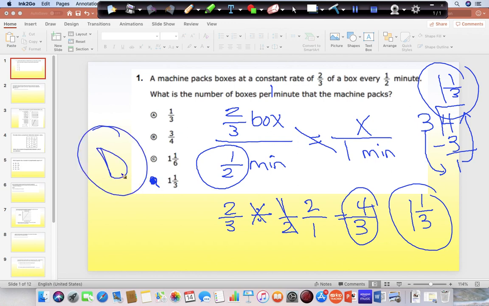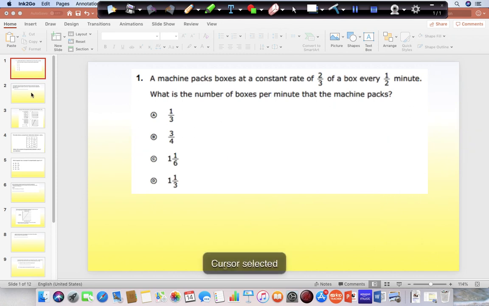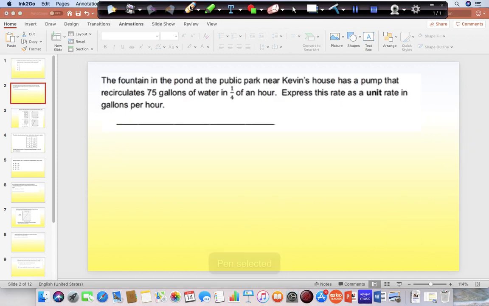Okay, make sure to pause this video if you need to write any of this information down. Okay, the fountain in the pond at the public park near Kevin's house has a pump that recirculates 75 gallons of water in 1/4 of an hour. 1/4 is 0.25. You can leave it as a fraction, and that's fine too.